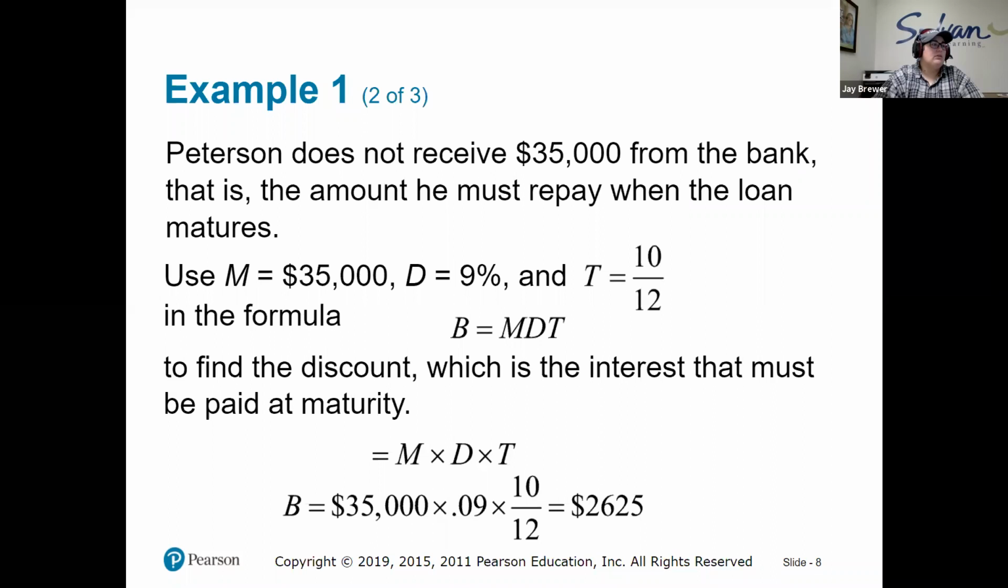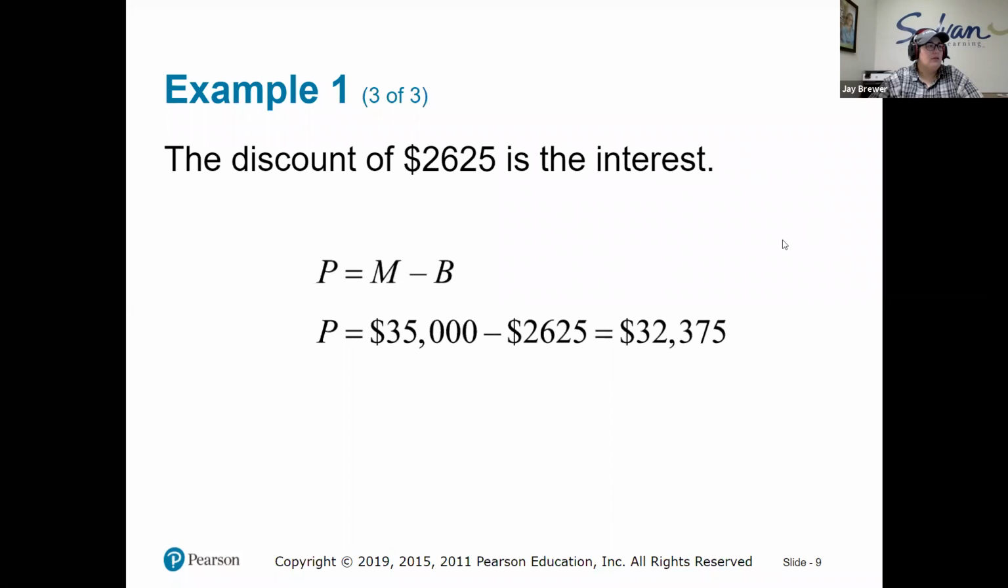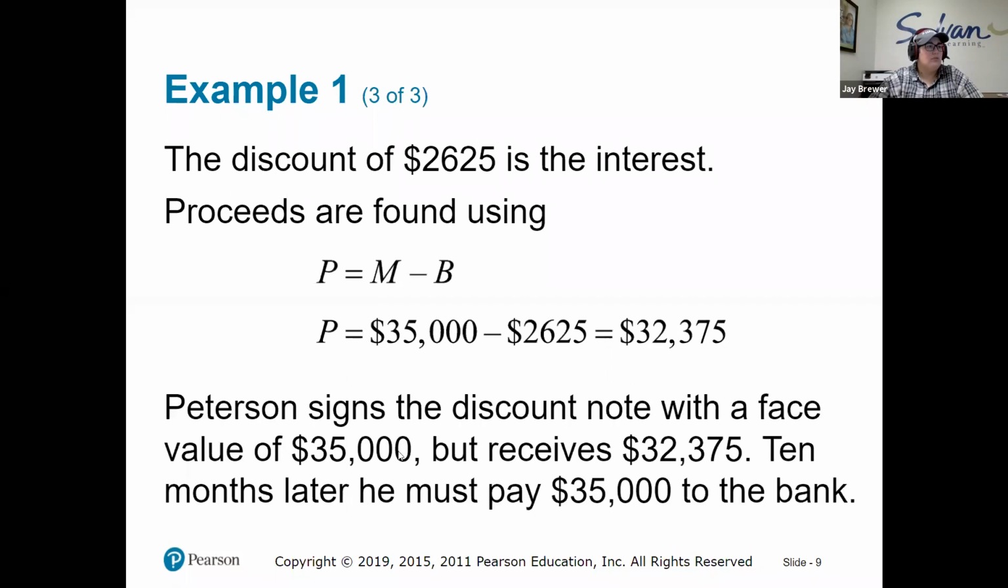So you can see here that the bank discount will be $2,625. Here they took the maturity or face value times the discount rate times time. And then they subtracted that from the loan amount. So that's the actual price that he would receive.